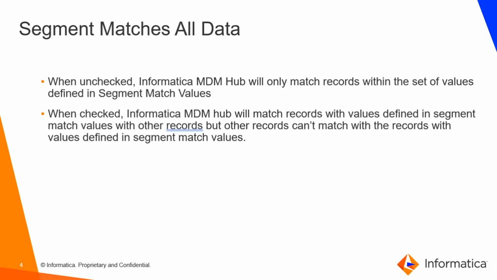Segment matches all data. The segment matches all data option is disabled by default. When it is disabled or unchecked, MDM will only match records within the set of values defined in segment match values. When it is checked, then MDM matches records with the values defined in the segment match values with other records, but the records whose value is not defined in segment match values would not match with each other. We will understand this by seeing an example.